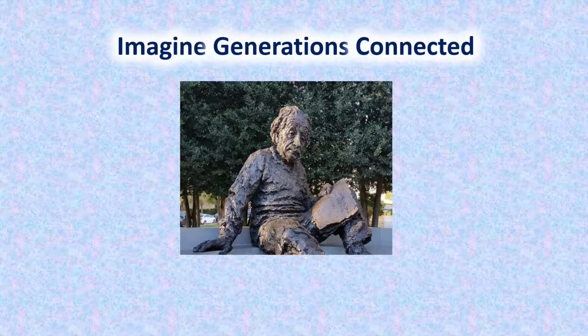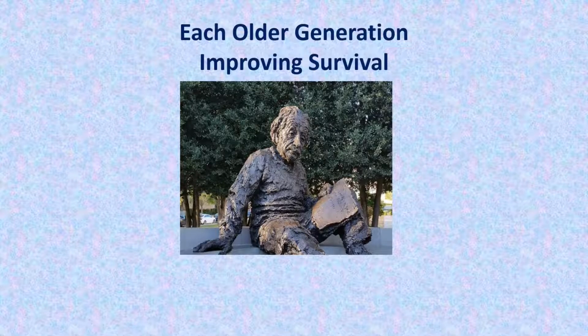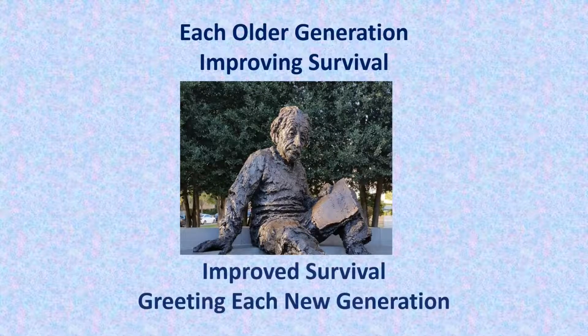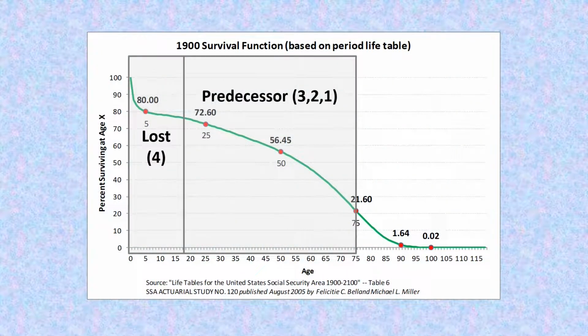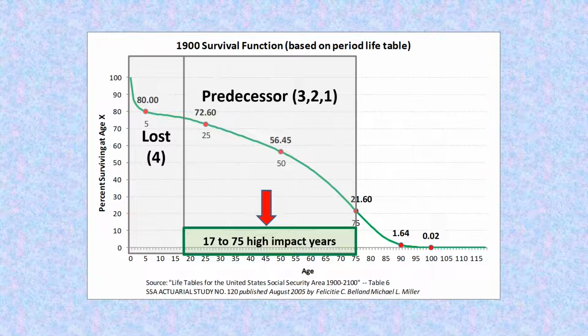Imagine generations connected, with each older generation improving well-being and survival, and improved well-being and survival progressively greeting each new generation. We start with the survival curve for 1900 and overlay generations of interest at the time. The unnamed 3 predecessor generations span ages in which they would have impact on health and well-being of the contemporary and future population. The named lost generation was too young to have much impact at the time, but would come of age during World War I to take their literary moniker and impact in the next century.